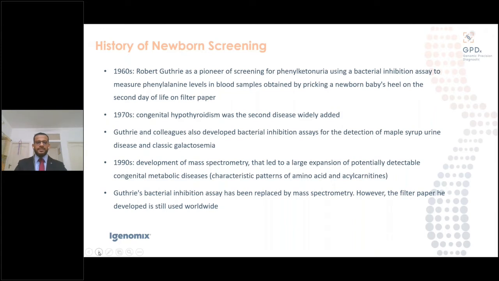In the 1990s, the new invention of mass spectrometry revolutionized newborn screening programs and led to a large expansion of potentially detectable congenital metabolic diseases, which included amino acid and acylcarnitine abnormalities. So Guthrie's bacterial inhibition assay has slowly been replaced by mass spectrometry; however, the filter paper on which he collected the blood samples is still used worldwide.